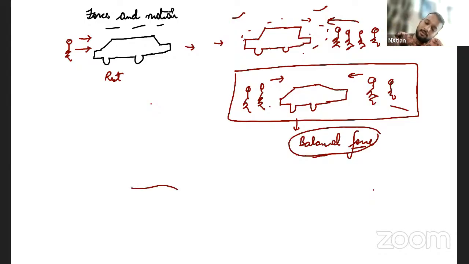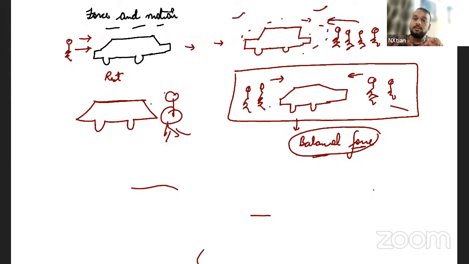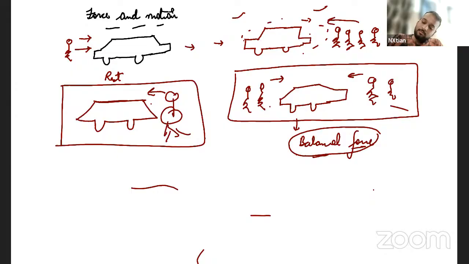Now I am the fat builder. If I push the car from this direction, then what will happen? The car will move. So this type of force is called unbalanced force. This is called balanced force, and this is called unbalanced force.